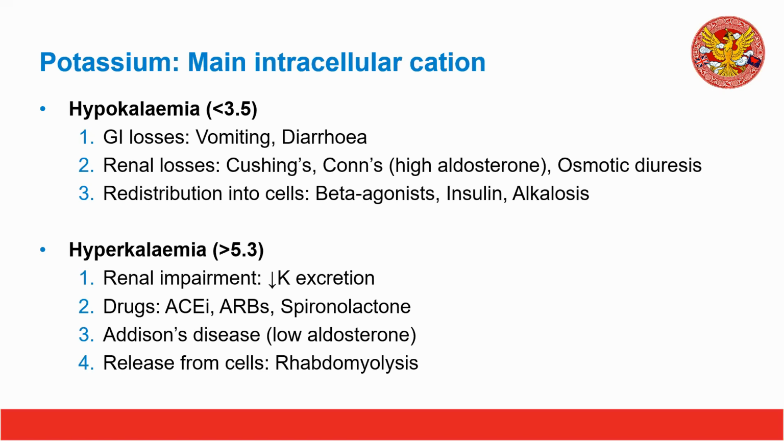Addison's disease, the opposite of Conn's, you get a low aldosterone level. Low aldosterone means low sodium reabsorption, but more potassium in your blood. And finally, release from cells. So rhabdomyolysis, so breakdown of cells or breakdown of muscle can release the potassium that is stored inside these cells, and that increases its concentration in the blood.